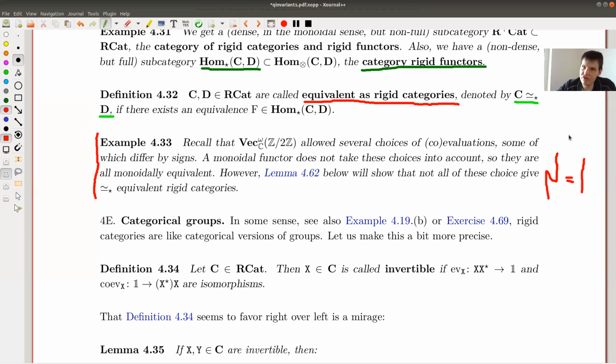But there's a short interlude on categorical groups. It will be pretty short, but it's actually nice. So let's do it, and then I will get rid of the ambiguity, or the choice, or whatever you want to call it, of left and right duality.